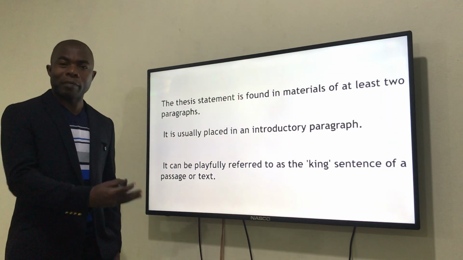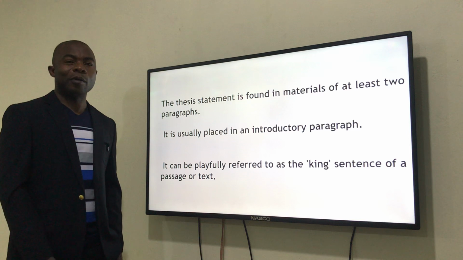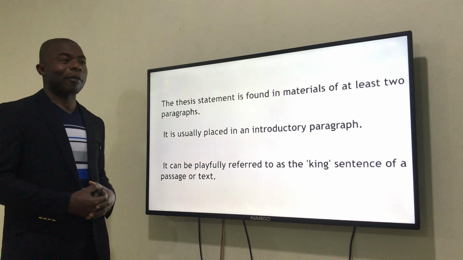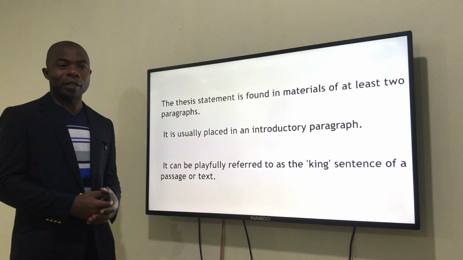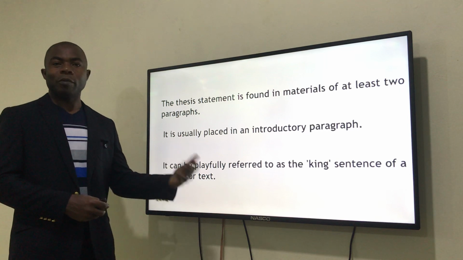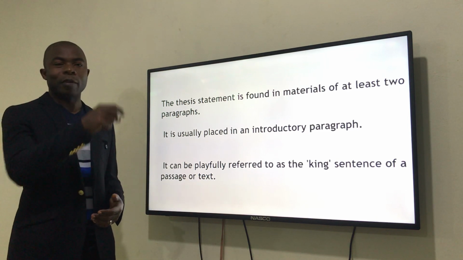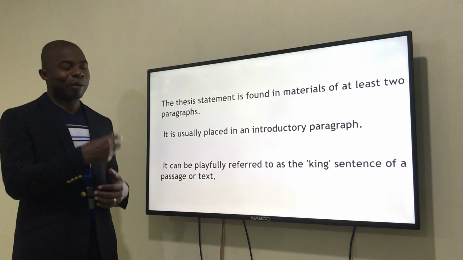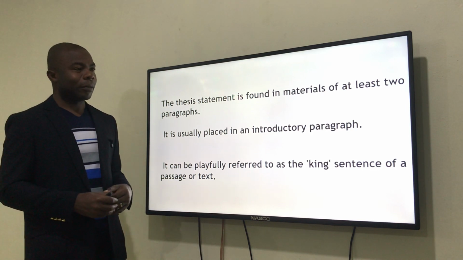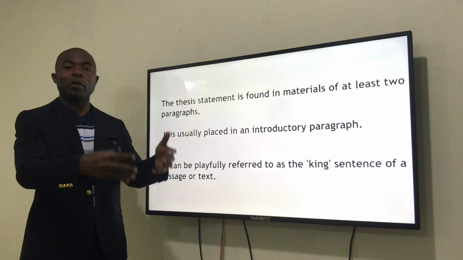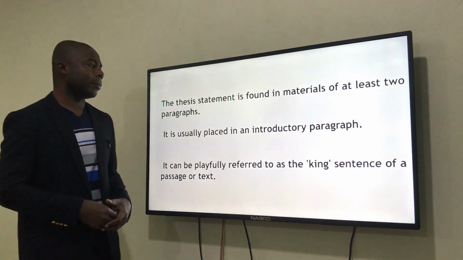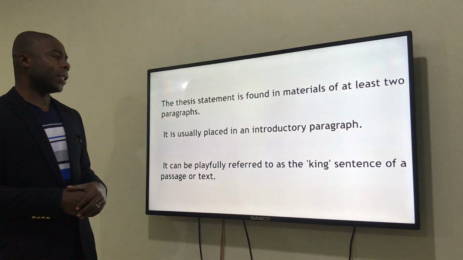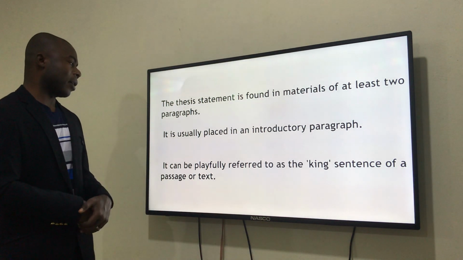It can be likened to the president who is in Accra but controls the entire country. Then we have about 16 regions, and in the regions we have the regional ministers who represent the president, things like that. But of course, the president is still boss over the regions of the country. So the thesis statement is found in materials of at least 2 paragraphs.